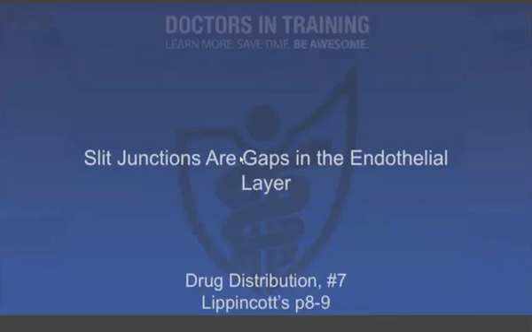Endothelial cells line the capillary, but there are places where the endothelial cells butt up against one another. And where they butt up against one another, they form slit junctions, which are just little gaps in this endothelial layer. So there's a little area where there's just kind of bare basement membrane and no endothelium. So at that little spot is a place where you don't have to be hydrophobic to pass through a cell membrane. The hydrophilic drugs can pass through those slit junctions and into the extravascular space.